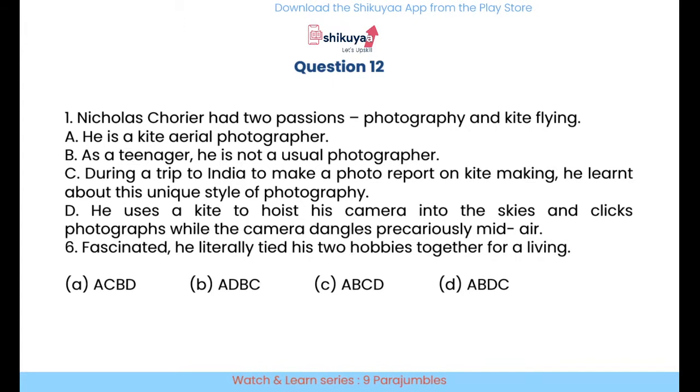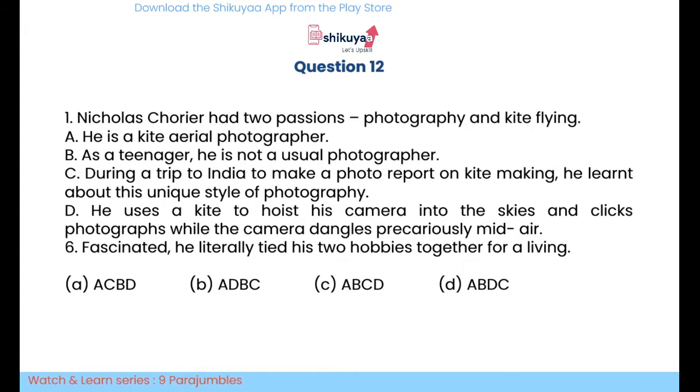So B and C can be another pair here. So A and D, B and C. Okay, so A is the opening sentence, along with that D is suitable, and B and C is another pair. So option B is the more correct answer.